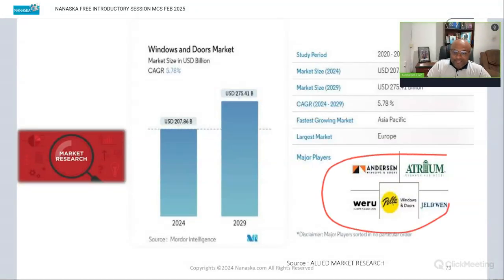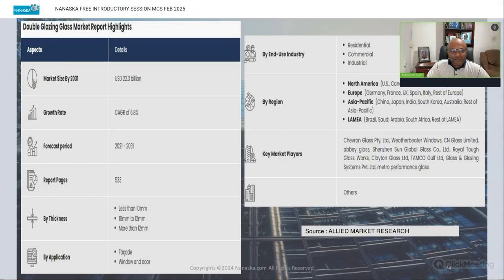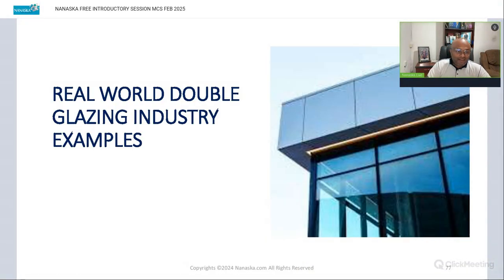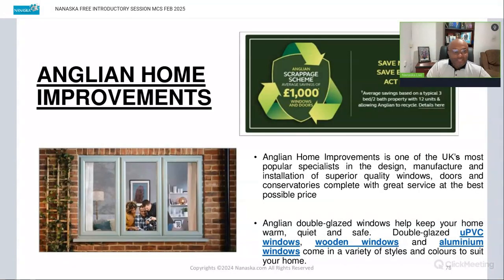So there are a lot of players in the market, actual players in the real world, which is not a concentration now, but we can learn about them a little later. We can talk about the market size in UK, how does it happen, all that a little later. Real world double glazing industry examples are there. So this is about the real world organization. Anglian Home is one of the largest players in the real world, not in the case study, in the real world, that is doing a job very, very similar to us.